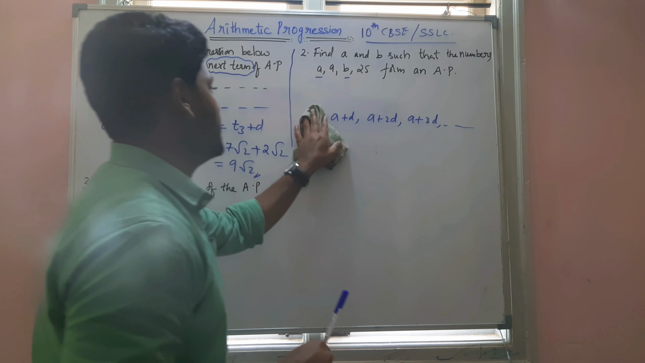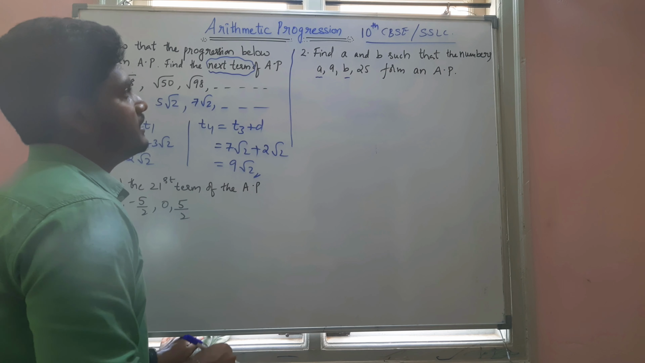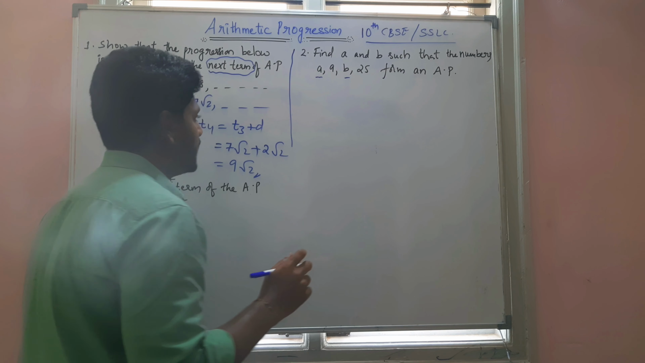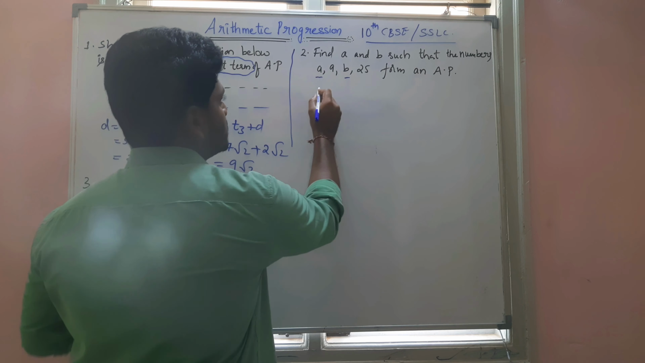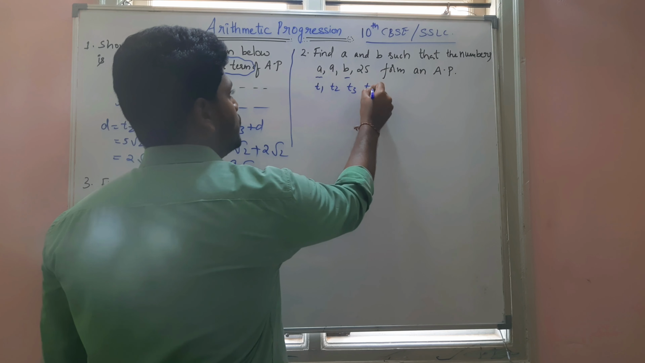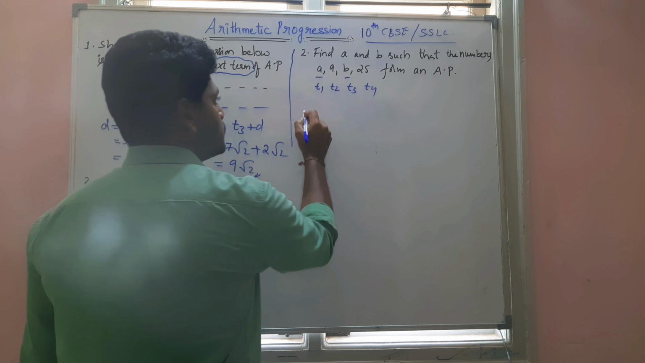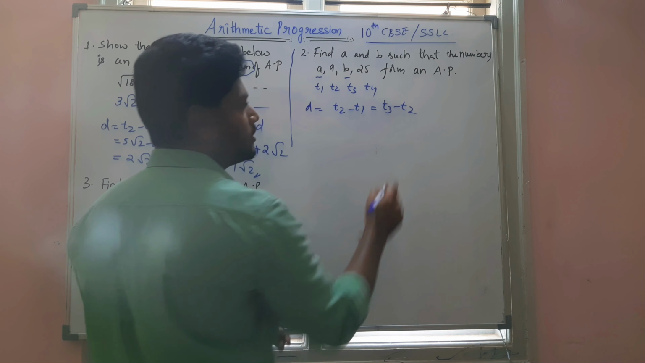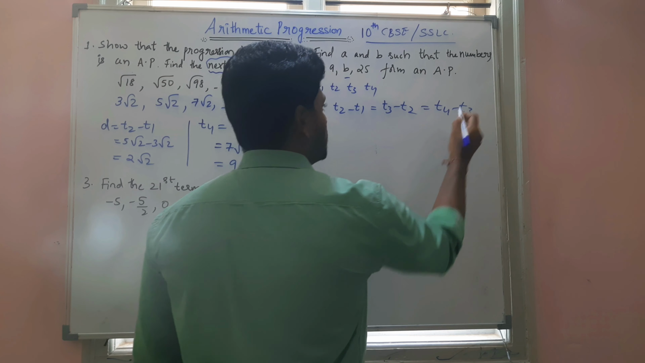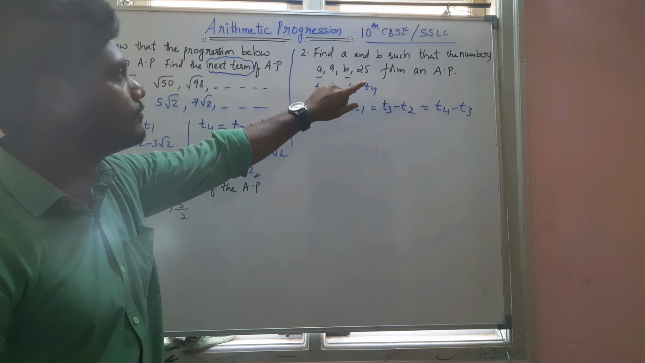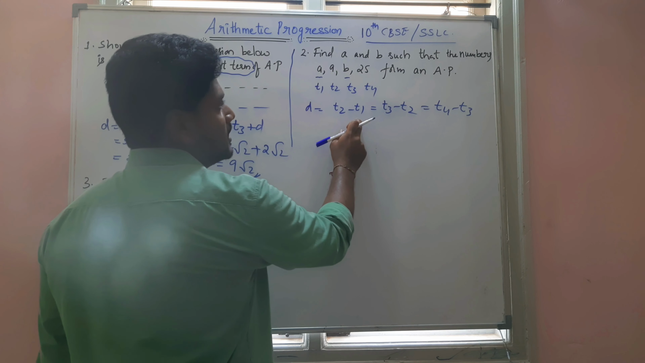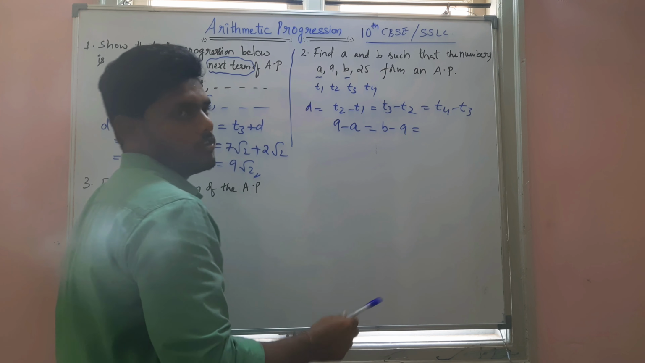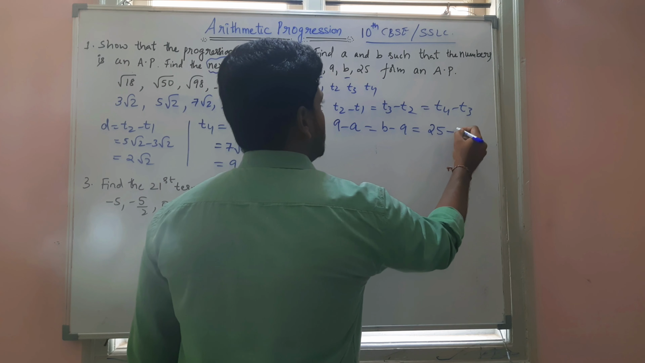So next question. Find A and B such that the numbers A, 9, B, 25 form an AP. We can find these numbers using the common difference. As it is T1, T2, T3, T4, the common difference for all will be equal. So T2 minus T1 is also equal, T3 minus T2 is also equal, or else T4 minus T3, all will be equal. Now by using this condition, we will find the values of A and B. So first condition, T2 minus T1, nothing but 9 minus A, T3 minus T2, B minus 9, which is equal to T4 minus T3, nothing but 25 minus B.